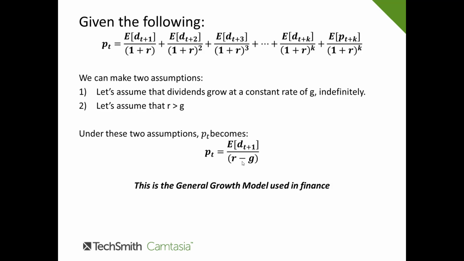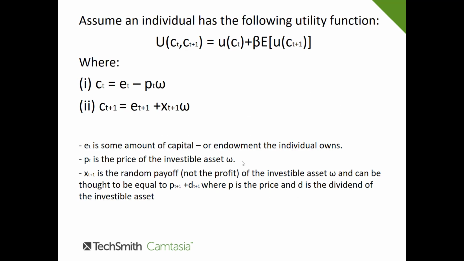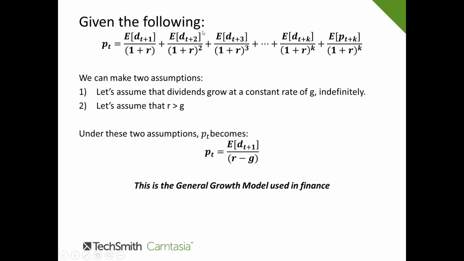So here, under the assumption that the intertemporal utility of an individual is some function of the consumption today and the discounted expected utility of consumption in the next period, this can ultimately be shown to equal our general discount model that we've been using in finance since the intro class, and under these two simplifying assumptions, the growth model that we've been using.